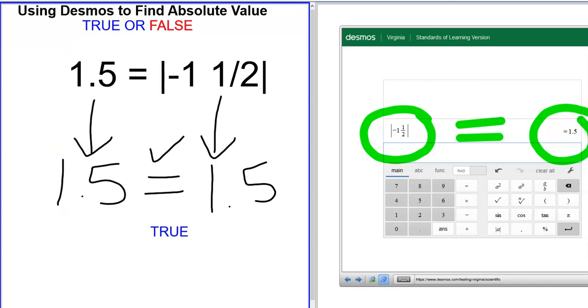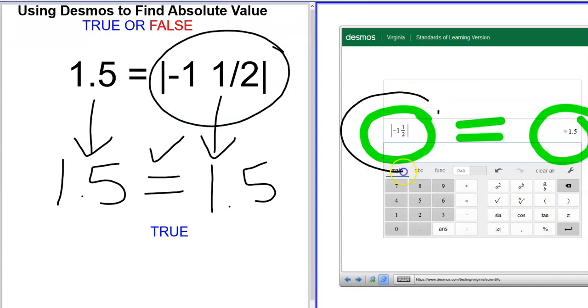And again, even though the absolute value sign is on the right, we can put that into our calculator to see if it's equivalent to the statement on the left. Let's try another example.